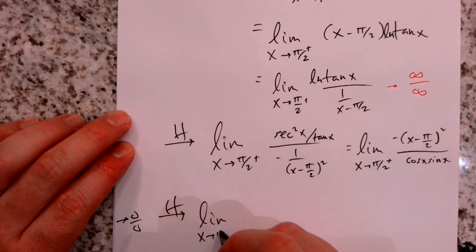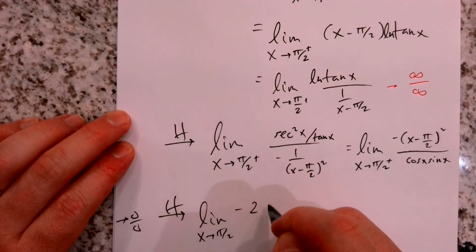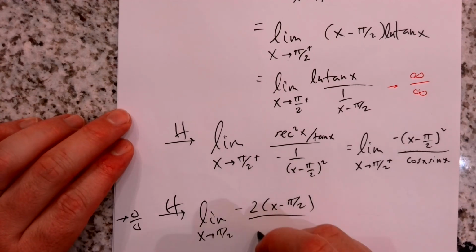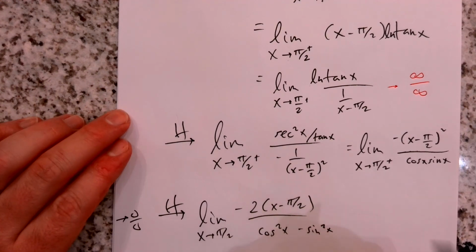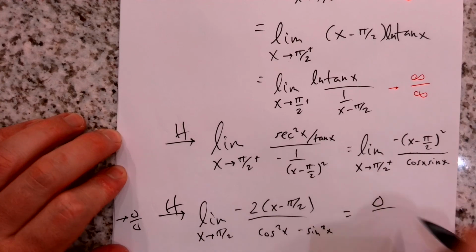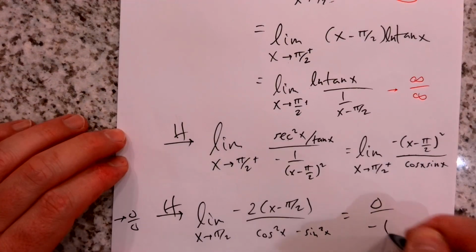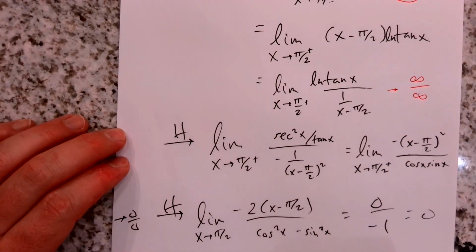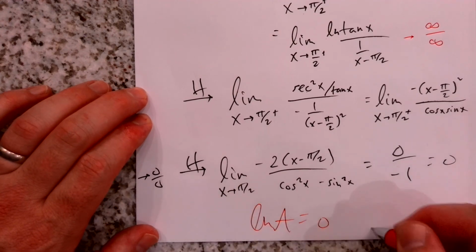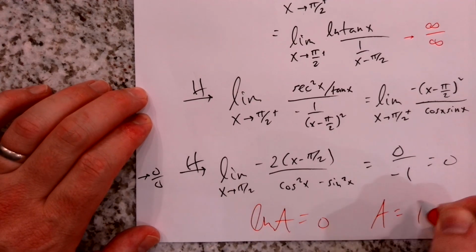The numerator, when we differentiate, gives us negative 2 times x minus pi over 2. The denominator gives us cosine squared minus sine squared. And now we're finally in good shape. When we plug in pi over 2 to that, it gives us 0 over negative 1, which is 0. And so log a equals 0. The answer is e to the 0th, which is 1.